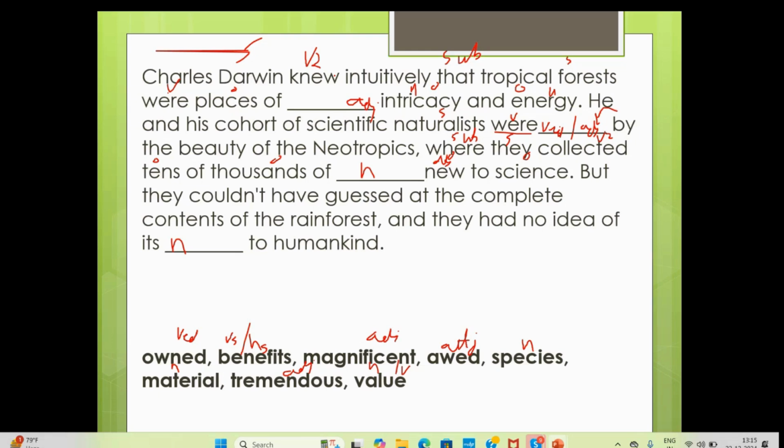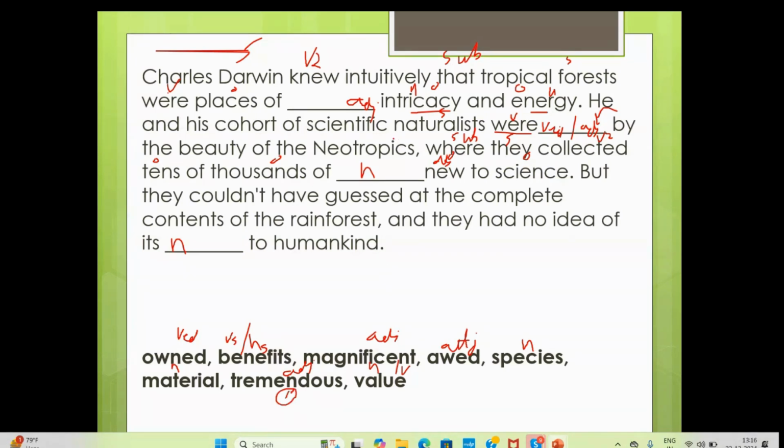So Darwin knew intuitively that tropical forests were places of dash intricacy and energy. We need an adjective. Of intricacy is not making sense. Tremendous or magnificent? Magnificent is beautiful. So energy cannot be beautiful. Intricacy is complexity. It can be huge energy and huge complexity. Tremendous will make more sense. This is the first one.